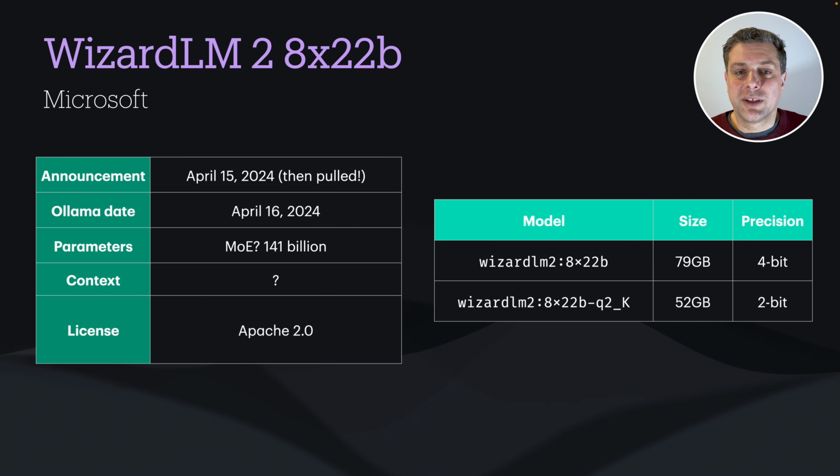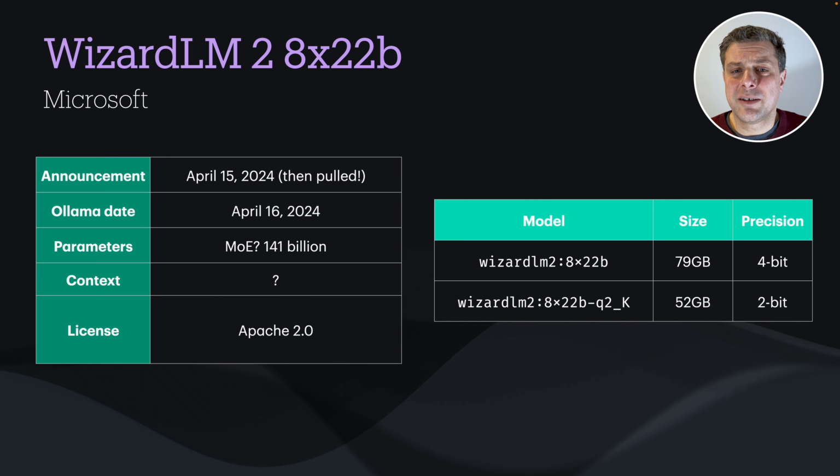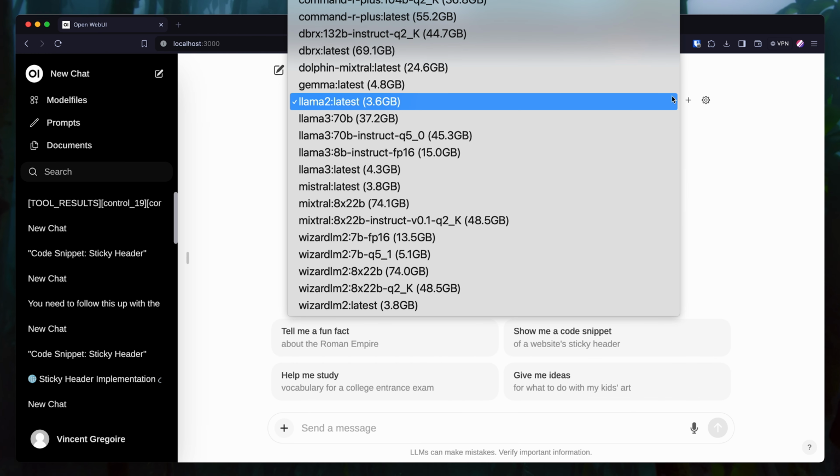So what type of model is it? Well, we don't quite know. At least I couldn't find any decent information from the announcement post that was then removed from the web. What I infer from the name and from the little information I could get is that it is probably a mixture of experts model with 141 billion parameters, context size, no idea, and the license is the Apache 2.0 license.